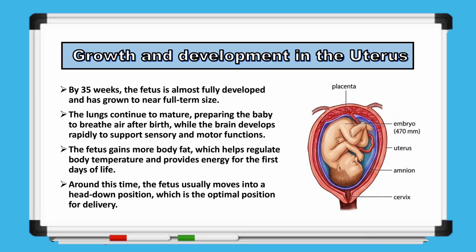The lungs continue to mature so the baby can breathe after birth, and the brain develops rapidly to support movement and senses. The fetus also gains body fat, which helps regulate body temperature and provides energy after birth. Around this time, the fetus usually moves into a head-down position, which is best for delivery.